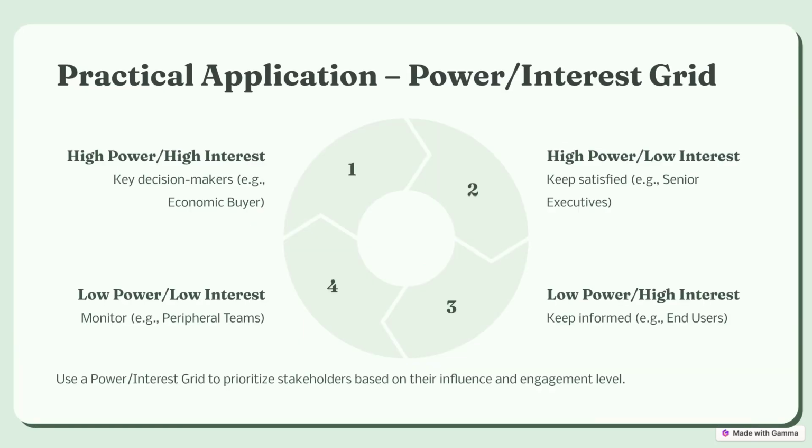The power/interest grid is a simple yet powerful tool to prioritize stakeholders. High power/high interest, key decision makers, example economic buyer. High power/low interest, keep satisfied, example senior executives. Low power/high interest, keep informed, example end users. Low power/low interest, monitor, example peripheral teams. Using this grid helps ensure you engage the right people at the right level.